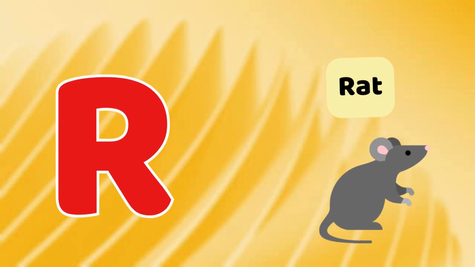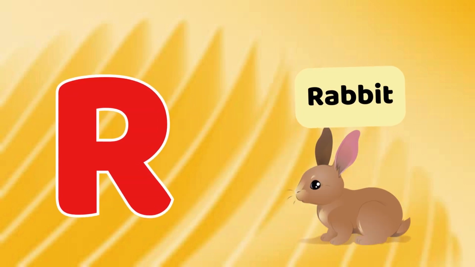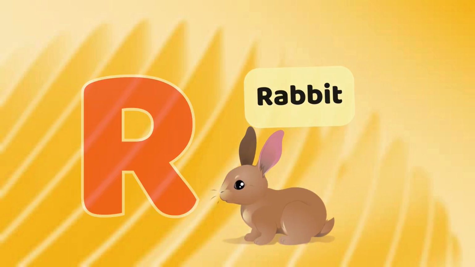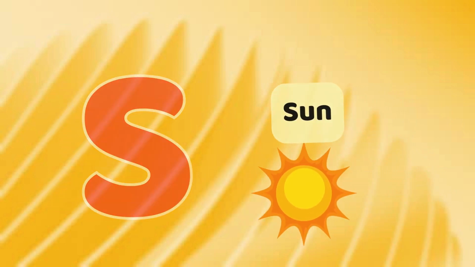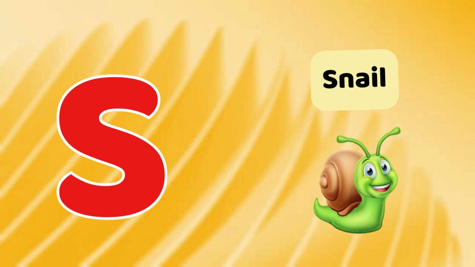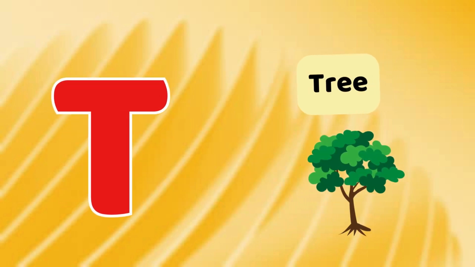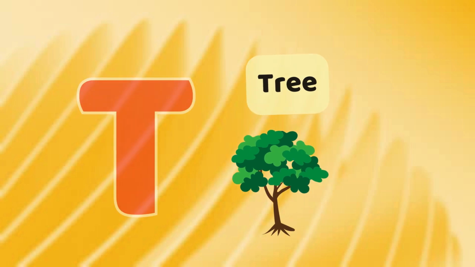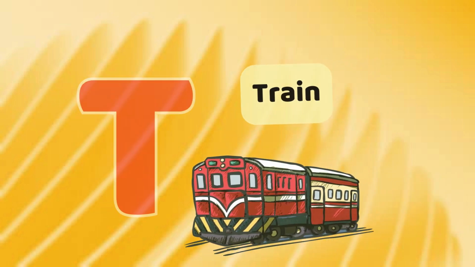R is for rat, r, r, rat. R is for rabbit, r, r, rabbit. S is for sun, s, s, sun. S is for snail, s, s, snail. T is for tree, t, t, tree. T is for train, t, t, train.